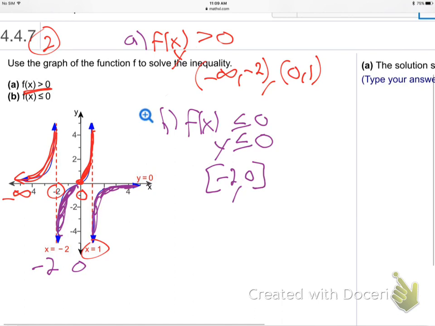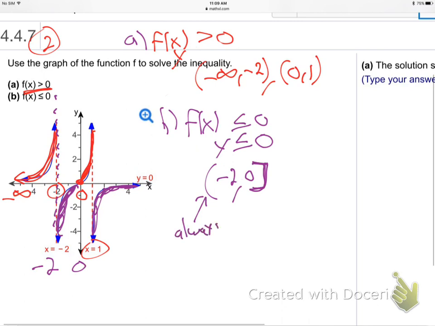Now, we'd like to put brackets because we have the equals bar, but can you really hit this dotted line here? No, we would always skim it. So we really don't. We go back to parentheses because you can never be right on that -2. It's a vertical asymptote. Everybody see that? But we do have a bracket at the 0. Everybody see that?